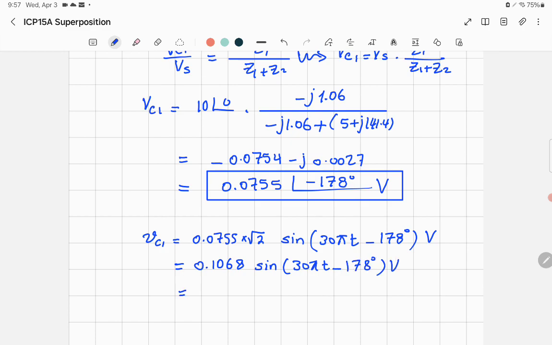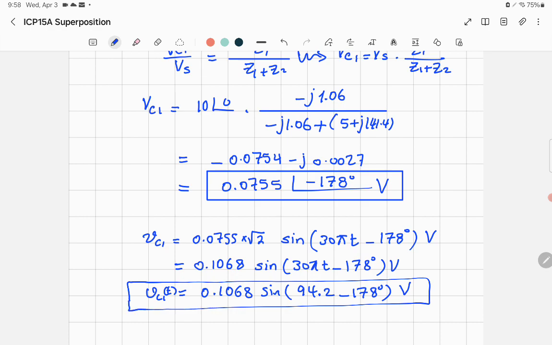Maybe you said, okay, we just multiplied the 30 pi, we got the value. That's okay. Let me just give you the value. I would make it 30 times pi. I'd like also to leave pi, but that's okay. 30 times pi. I got 94, so you can write 0.1068 sine of 94.2 t minus 178 degree voltage. We found the first one, function of time.